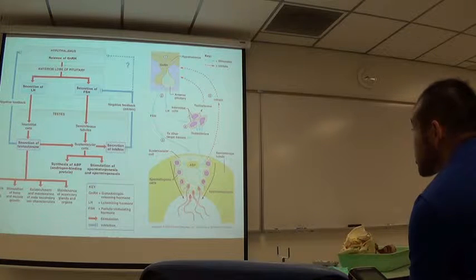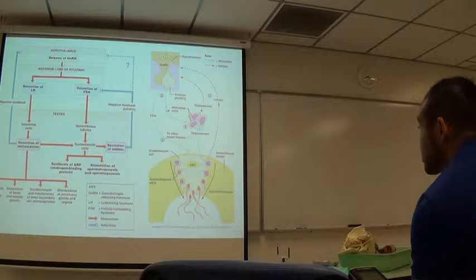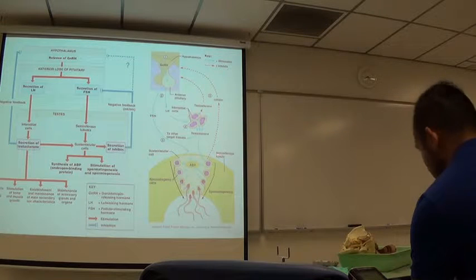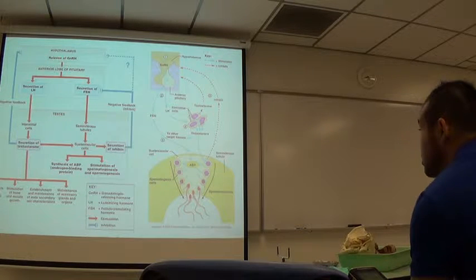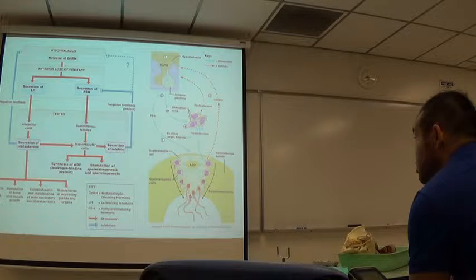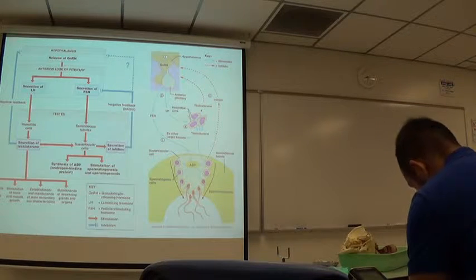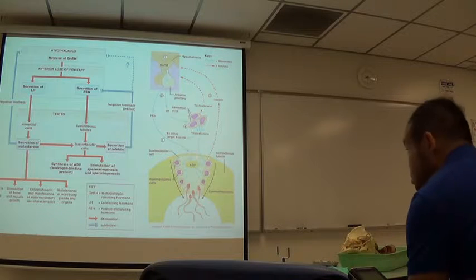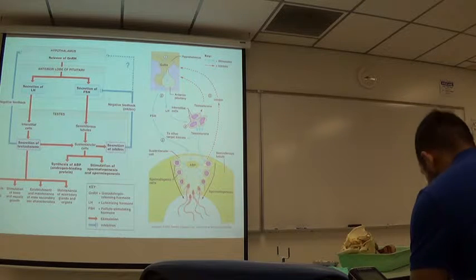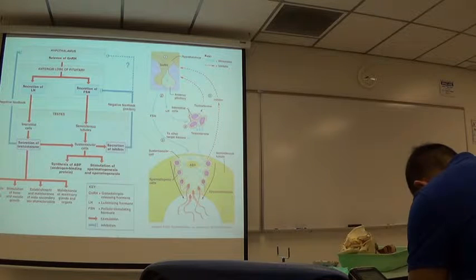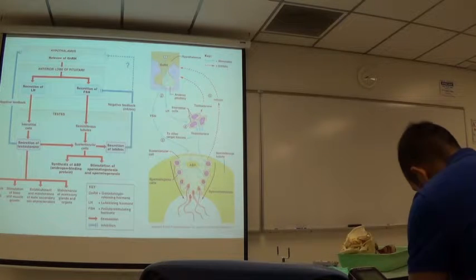FSH is not a steroid hormone. Its receptors are on the surface of the sustentacular cells, and it works via cyclic AMP, and it causes these cells to make the androgen binding protein as well as to make inhibin. Inhibin is a direct feedback.